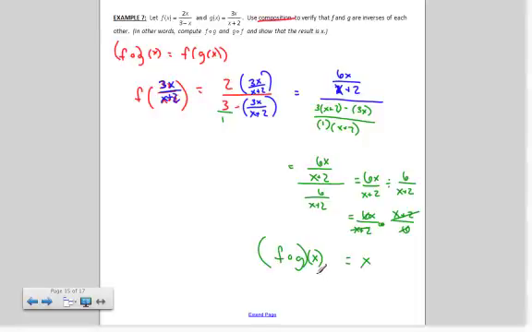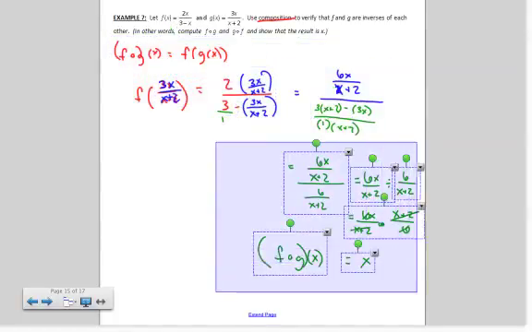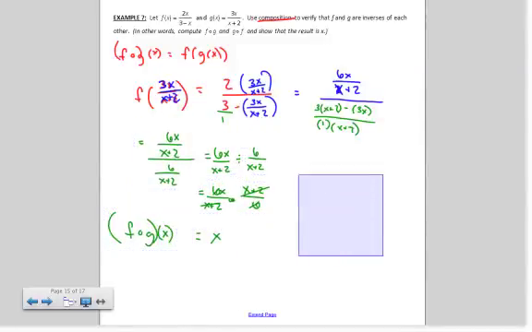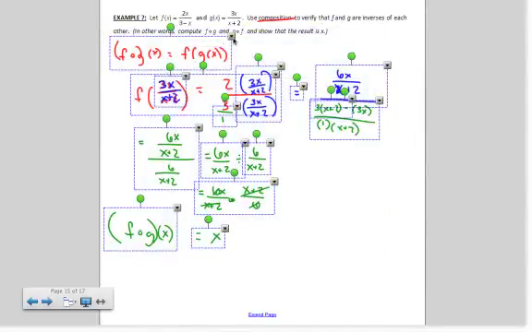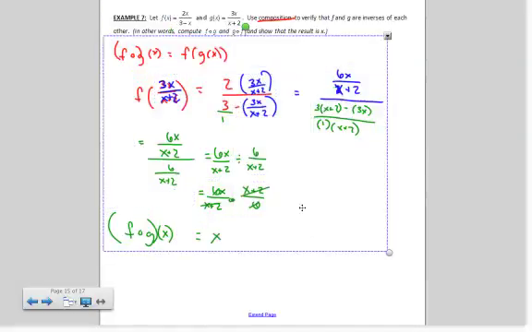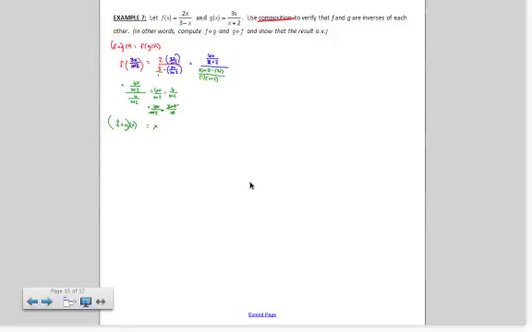Now, the sad thing is, you have to do the other side as well. So this is just showing f of g of x equals x. Now we have to do g of f of x equals x. So here we go on the next side. I'm going to make it all smaller. Hopefully you got what you needed. Okay, so now we need to look at g of f of x.